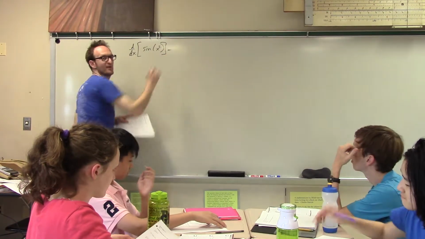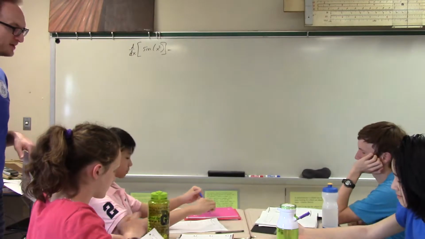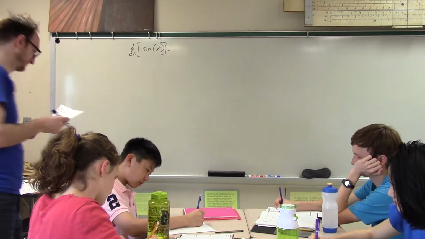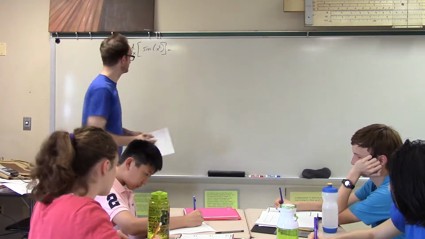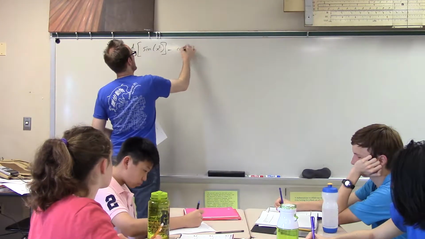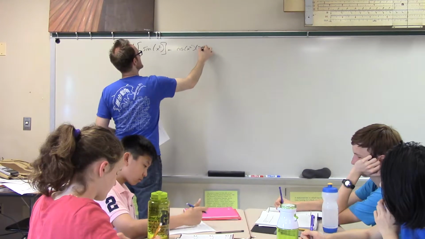What is the derivative of sine of x squared? Yeah, it is cosine of x squared, back inside, 2x.